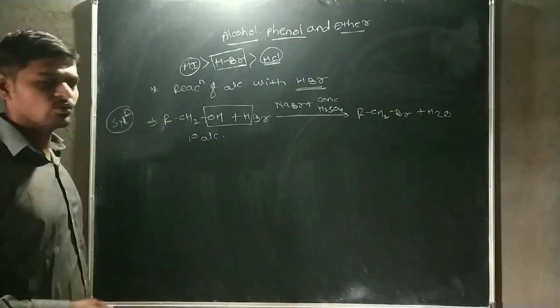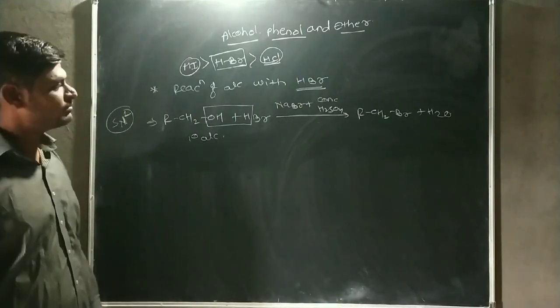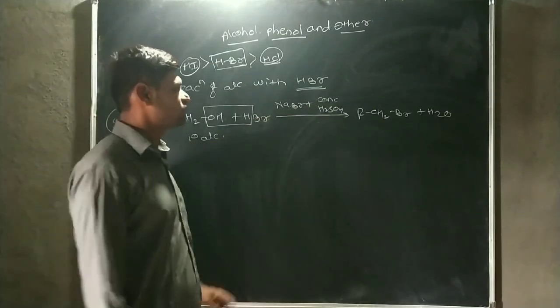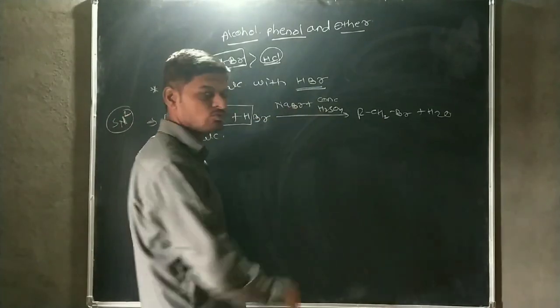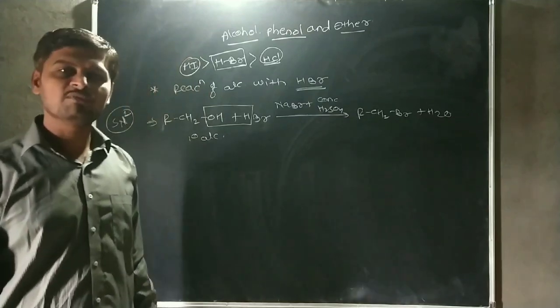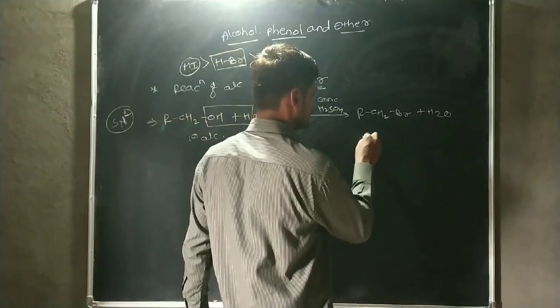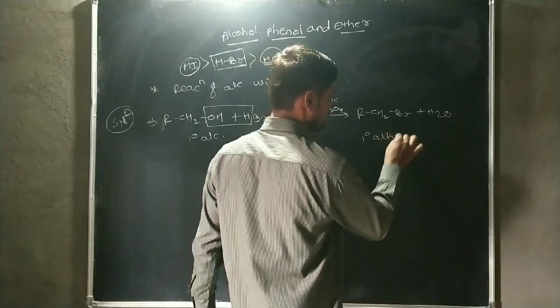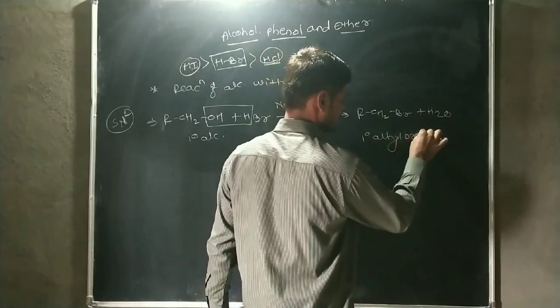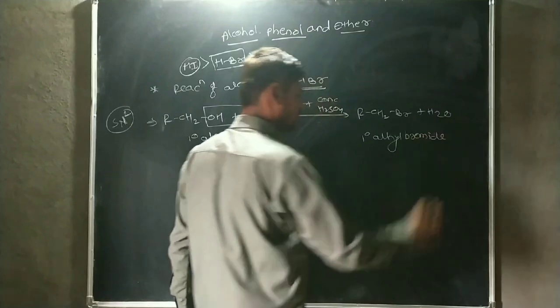If the primary alcohol is reacted with HBr by using NaBr and concentrated H2SO4, which is the preparation method of HBr, then it forms the corresponding primary alkyl bromide.